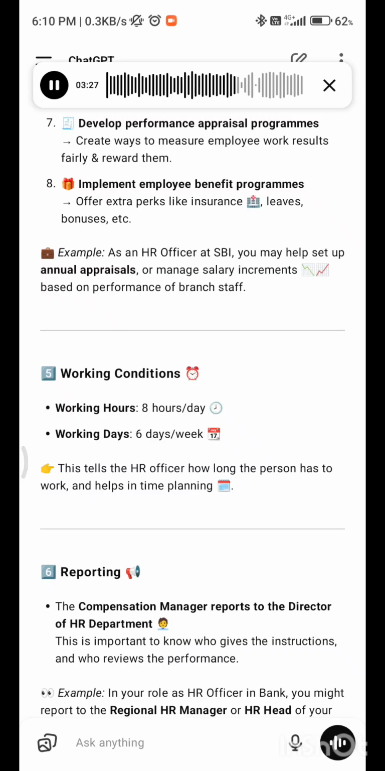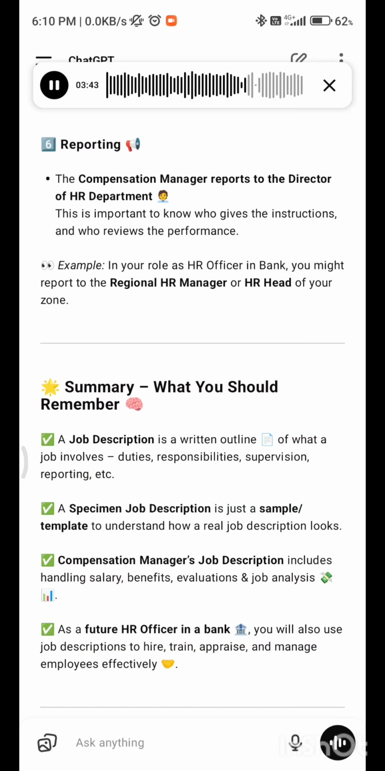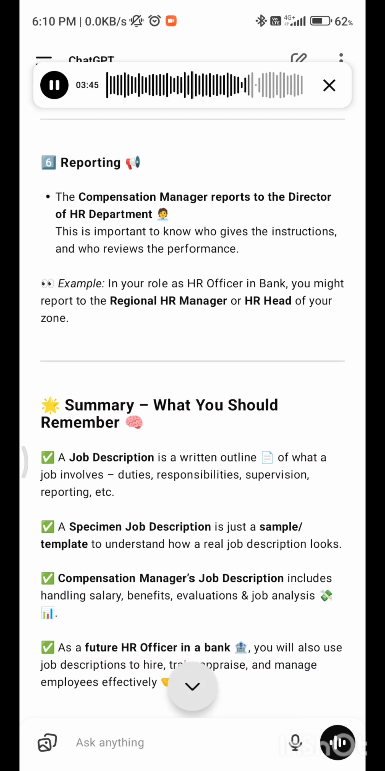5. Working conditions. Working hours, 8 hours a day. Working days, 6 days a week. This tells the HR officer how long the person has to work and helps in time planning. 6. Reporting. The compensation manager reports to the director of the HR department. This is important to know who gives the instructions and who reviews the performance. Example, in your role as HR officer in a bank, you might report to the regional HR manager or HR head of your zone.